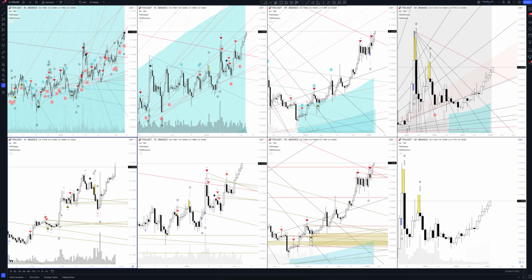Today we will take a look at TRON cryptocurrency. Let's analyze the market situation and find out how you can make money on it. Let's start.